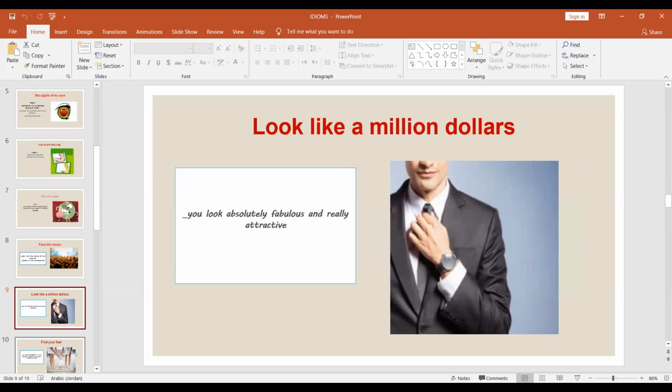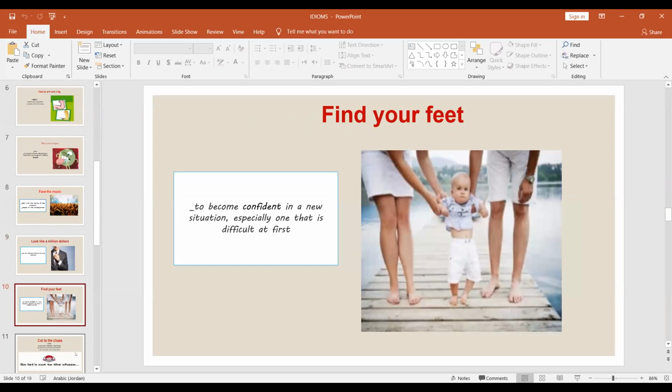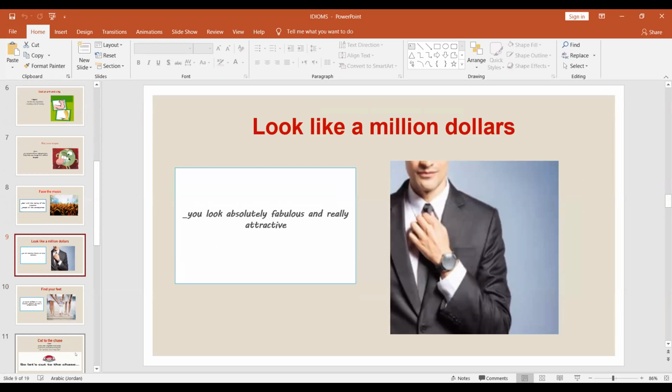Another example, look like a million dollars. Wouldn't it be great to look like a million dollars? If someone tells you that you look like a million dollars, you should take it as a huge compliment. You look wonderful, fabulous, and really attractive. Excellent. So we say something and we mean something else.